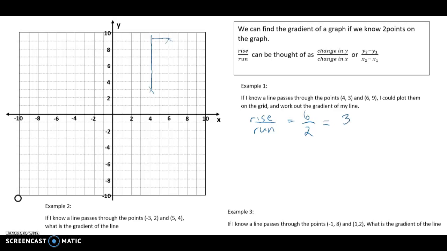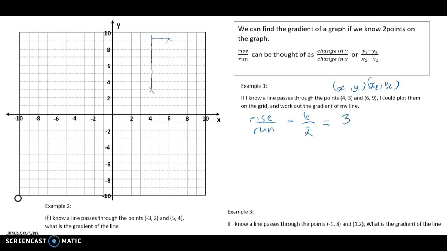Now, how could we do that if we didn't have a grid to draw points on? How would we be able to work that out? Well, what we're basically doing is finding the change in the y. So how has my y changed over how my x has changed? I'm going to label these 2 points x1 and y1 and x2 and y2. It doesn't really matter which way you do it because it will all simplify in the end, but this way is going to be very convenient for me for now.